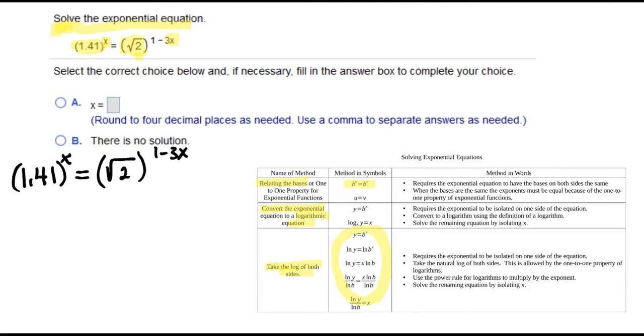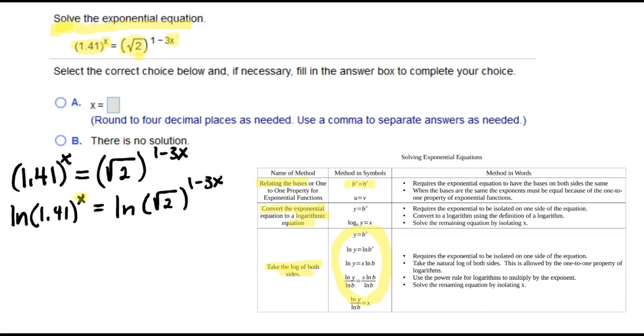I'm going to take the log of both sides. You can use any base, but I prefer to use natural log. So I'm taking the natural log of each side. Now, because we've introduced the log, we are now able to use all the properties of logs. And the one that we're going to use is called the power rule.